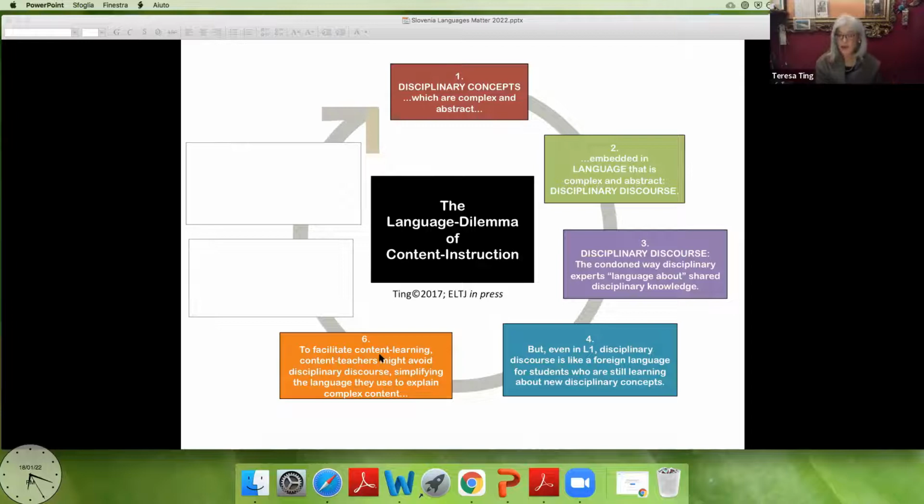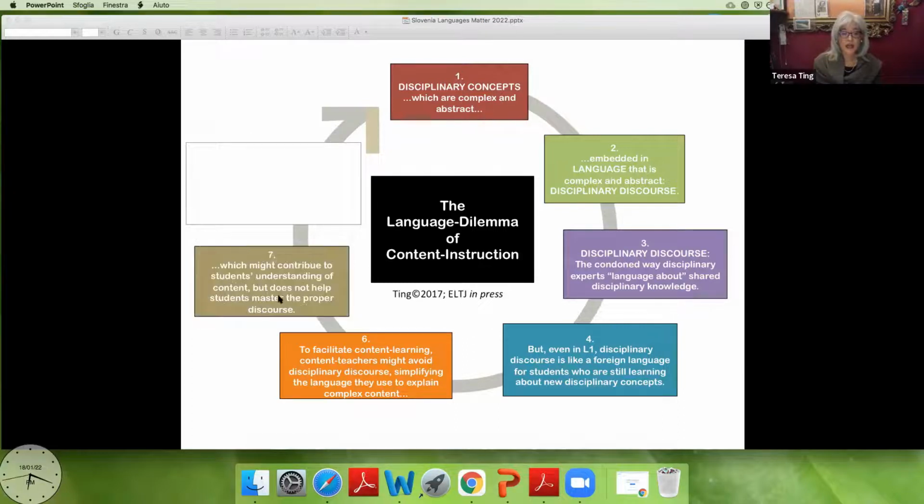Correctly so. They use analogies and metaphors, and they try to deconstruct the complexity of the concepts by simplifying the language. Okay? That's what good teachers do, and they should do. Next point. This deconstructing into simplified language might contribute to students' understanding of content, but does not help students master the proper discourse. Therefore, the next point.